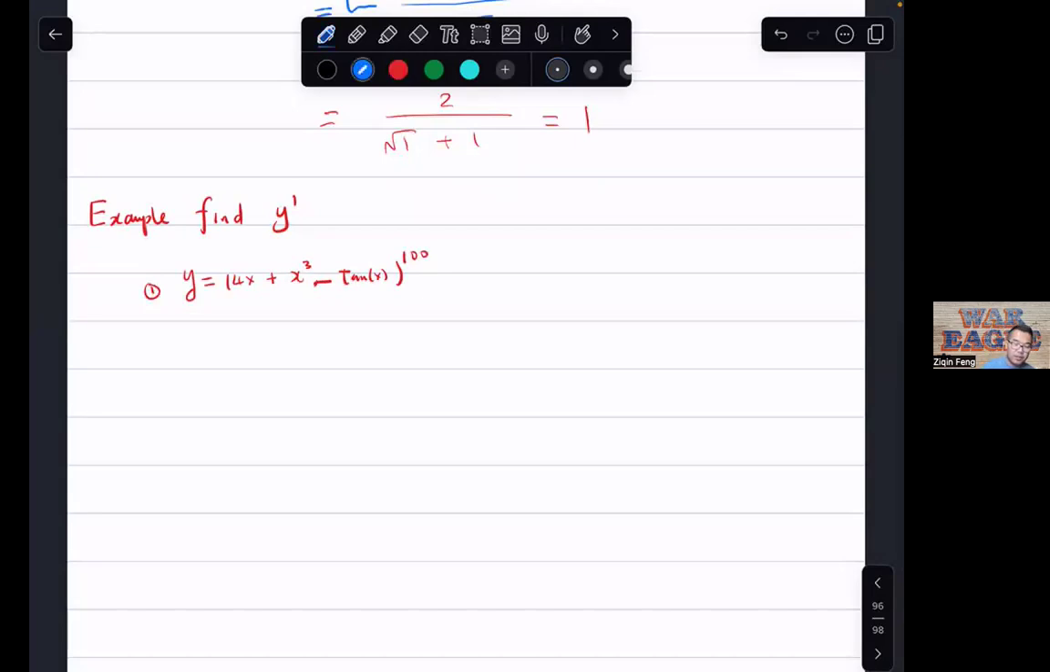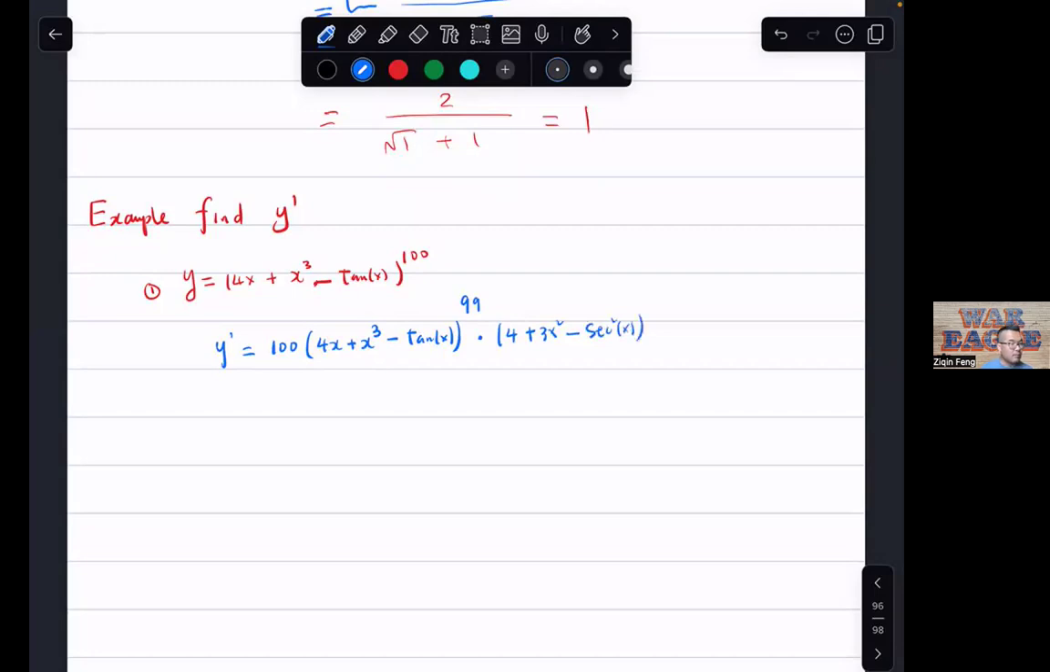So the chain rule here: y prime is bring down the exponent 100, keep the base, which is 4x plus x cubed minus tangent of x, to the power 100 minus 1, which is 99, times the derivative of the inner function: 4x prime is 4, plus 3x squared, sum and difference, right, minus secant squared of x. So that's how we differentiate that first function.